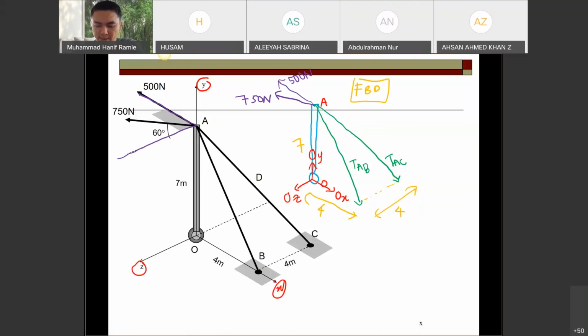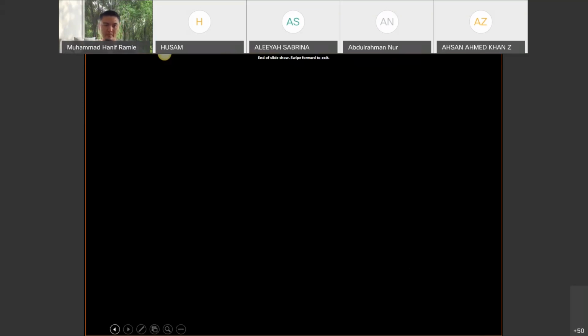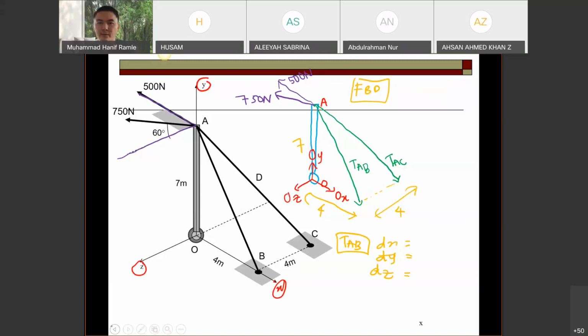Once you have the FBD, then you can determine all the equations, TAB, TAC, O, and the 500 and 750 Newton in terms of IJK form. Let's do the TAB first. TAB, what is the dx, dy, and dz? Anyone? dx, dy, and dz.